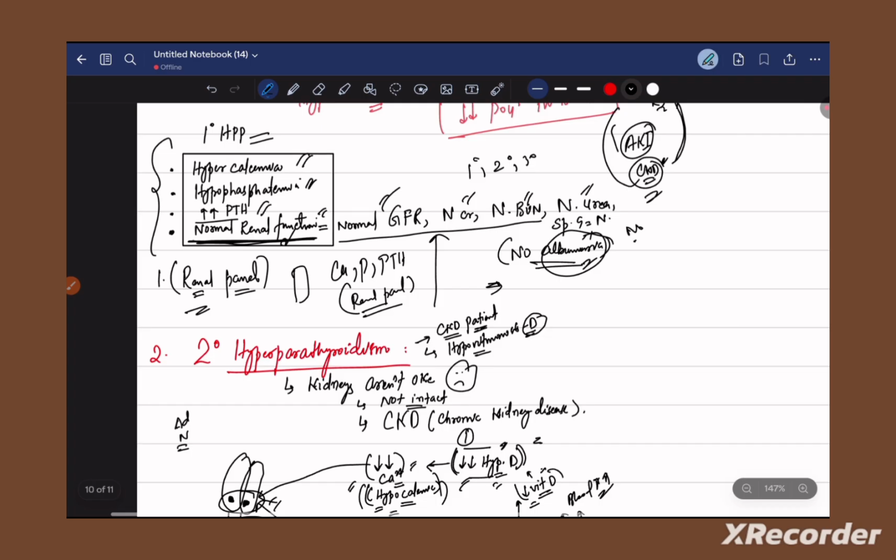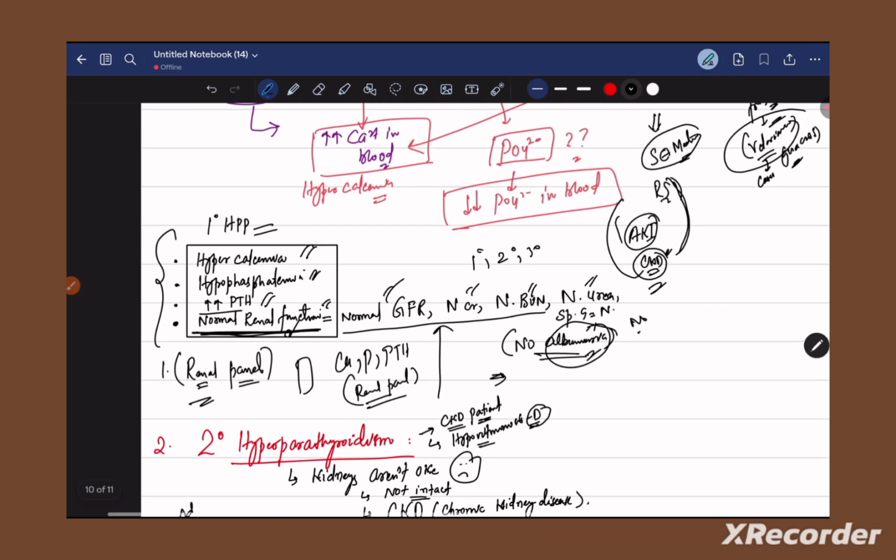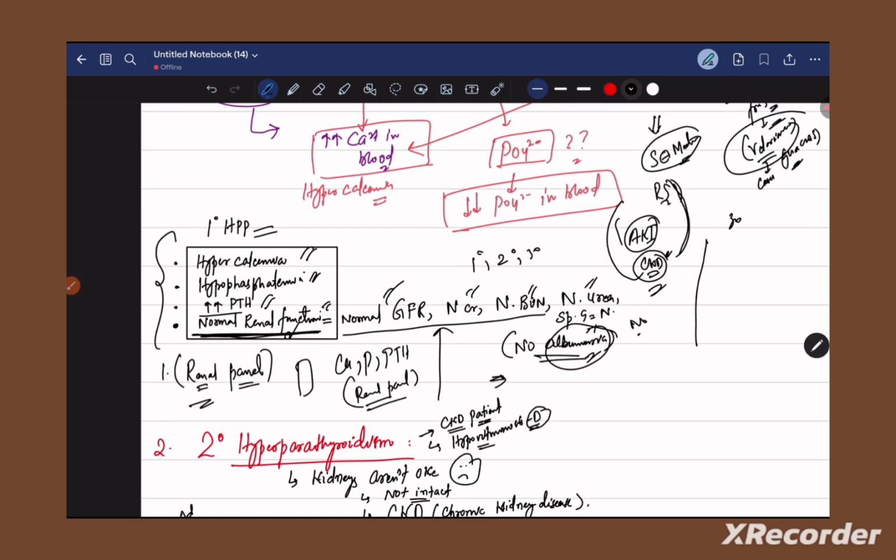In primary hyperparathyroidism, we found hypercalcemia, hypophosphatemia, increased PTH, and normal renal function. In tertiary, we found hypercalcemia but hyperphosphatemia. Why? Because in primary the kidneys are normal, while here the kidneys are not normal. This is tertiary, and we found increased PTH and decreased vitamin D. CKD means GFR is not normal. So this will help you in diagnosing primary and tertiary.